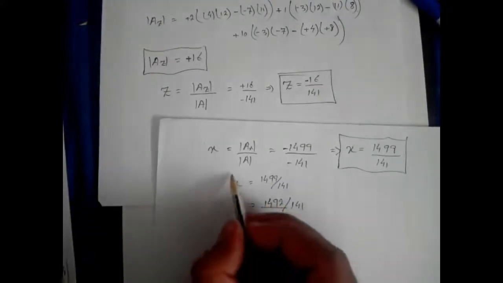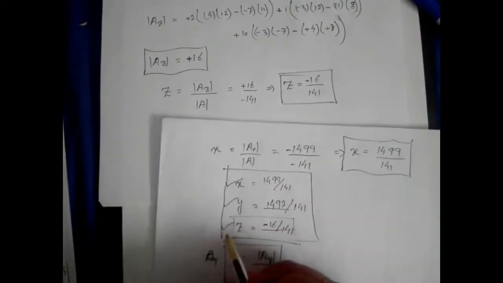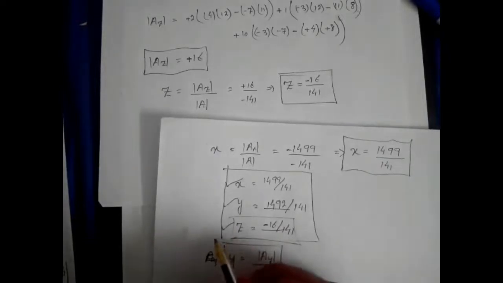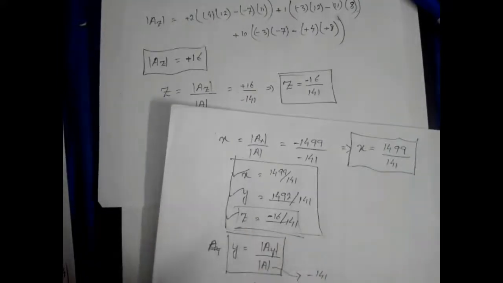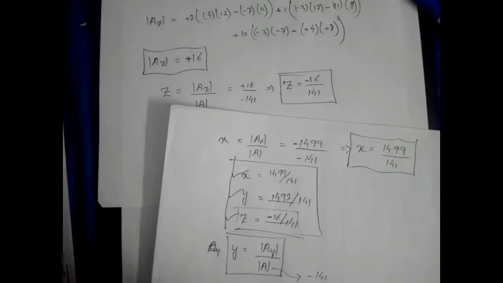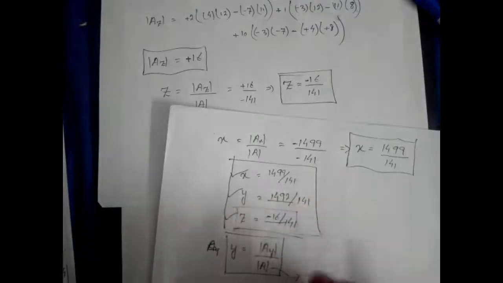So by using Cramer's rule, I find the values of x, y, and z. We also have a number of methods for solving multiple equations, but among all the other methods, Cramer's rule is the easiest method for solving the variables in multiple equations. So this is all about Cramer's rule.